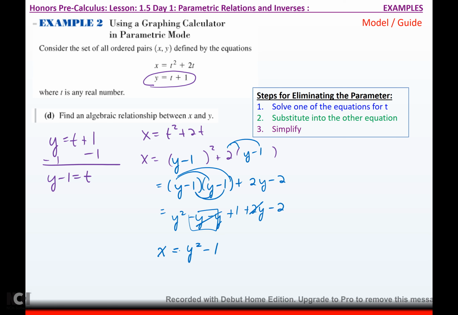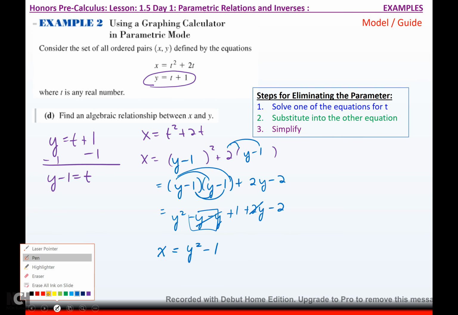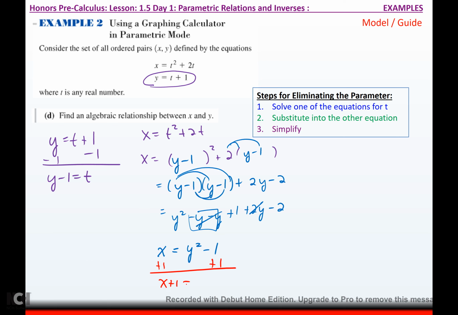Oh, but if they want y alone, which is standard form, I'd add 1, so that would give me x plus 1 equals y squared, take the square root, and I get y equals plus or minus the square root of x plus 1. And we know that that is a sideways parabola. So if you only did the positive one, you'd only get the top half, but with the plus and minus, you get that picture that we got.